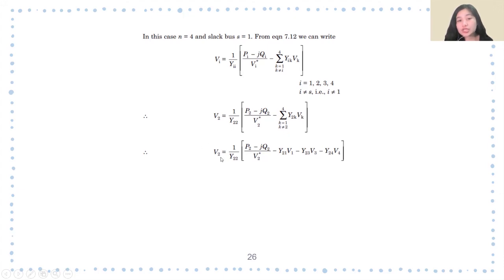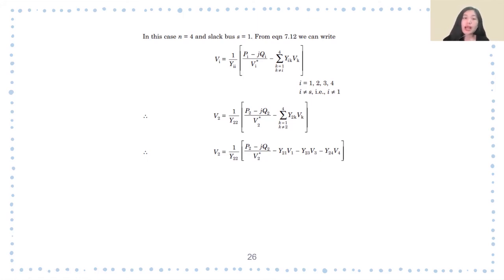So, our V sub 2 is now equivalent to 1 over Y sub 2,2 times P sub 2 minus jQ sub 2 over V sub 2 conjugate, minus Y sub 2,1 times V1, minus Y sub 2,3 times V3, and so on. So parang itong summation natin, in-expand siya in this type so that it could be clearly computed by means of our calculators or our digital computers for computation.